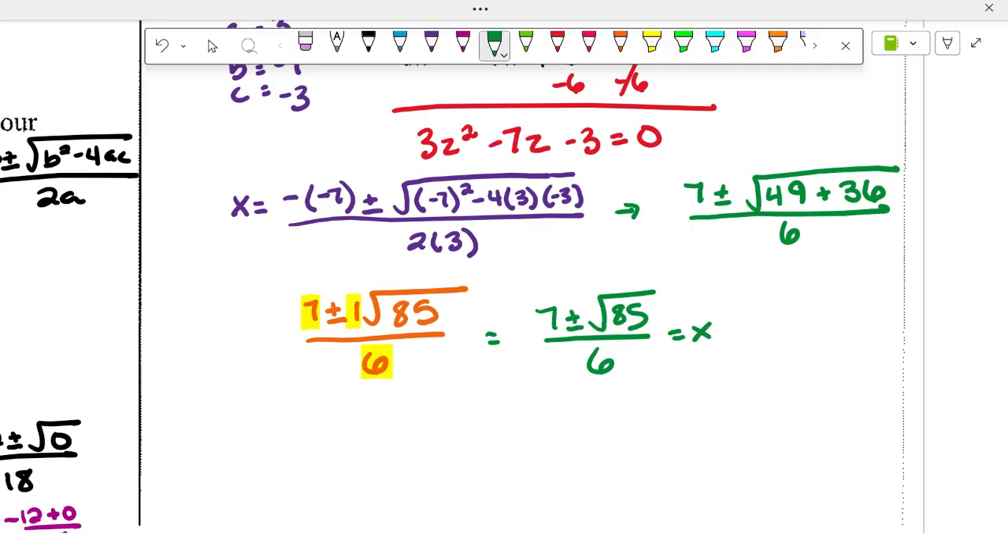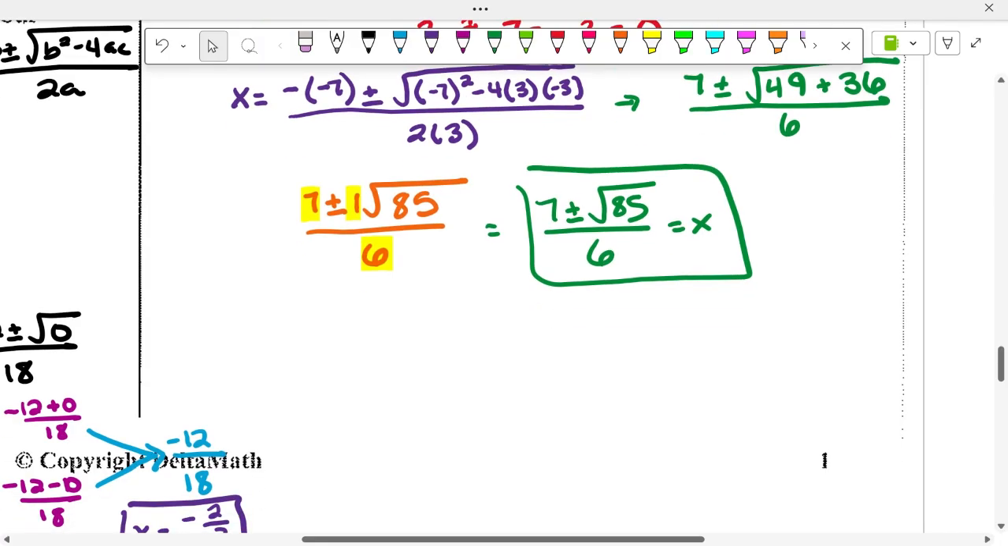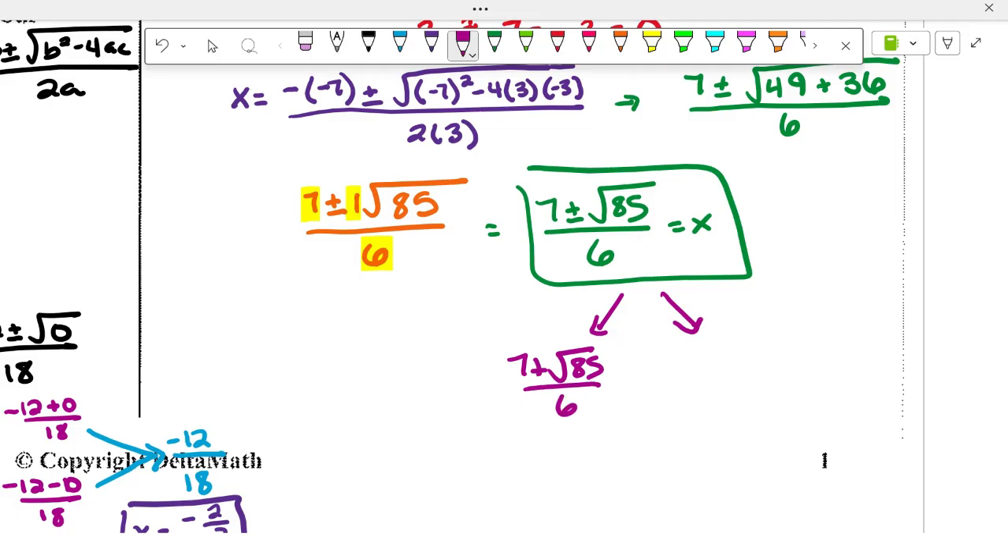equals x. And remember, that technically is 2 answers, because if I split this apart, this would be 7 plus square root of 85 over 6, 7 minus square root of 85 over 6. So all I did was break apart that plus or minus, so I have 2 roots. But you can leave it with just the plus or minus. That's fine with me.